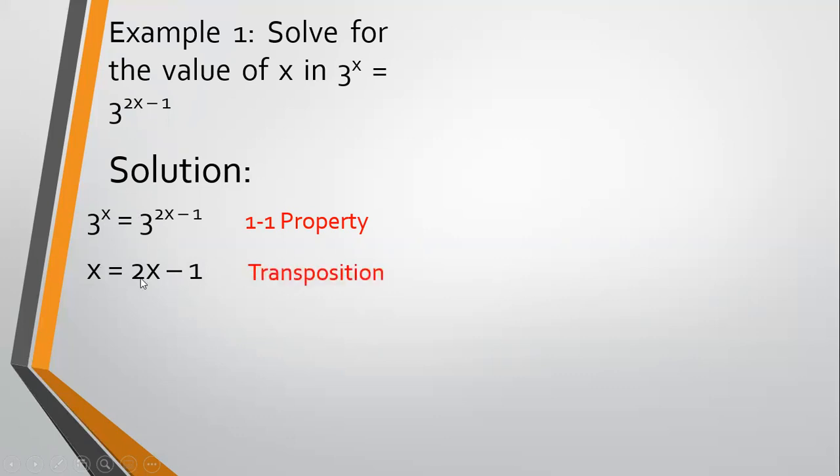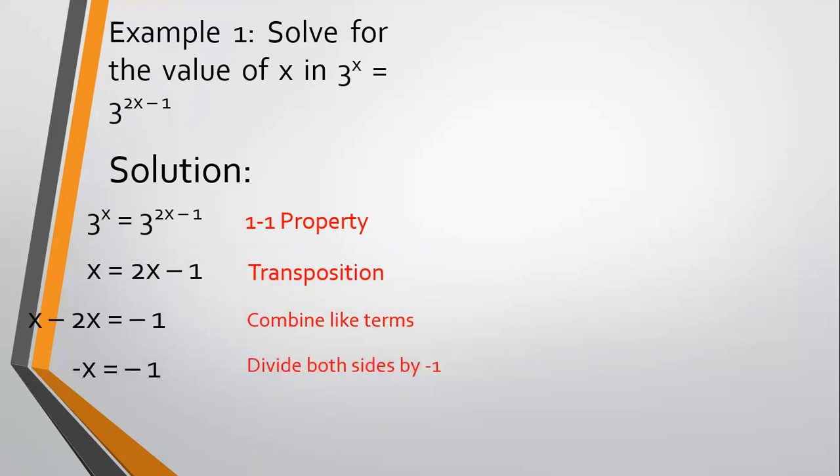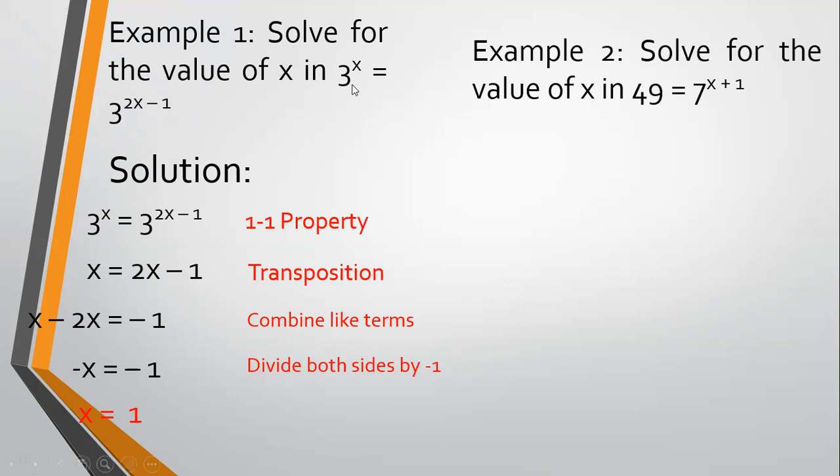Then by transposition, we need to transpose all those terms with the x. Then we'll have x minus 2x equals negative 1. Then by combining like terms, we have negative x equals negative 1. Since both sides are negative, divide both sides by negative 1. Therefore, the value of x is equal to 1. If you want to check whether your answer is correct, you can substitute into the original exponential equation. 3 raised to 1 is 3. Then 3 raised to 2 times 1 minus 1 is 3 raised to 1. So in that sense, b sub 1 equals b sub 2, therefore x sub 1 equals x sub 2.